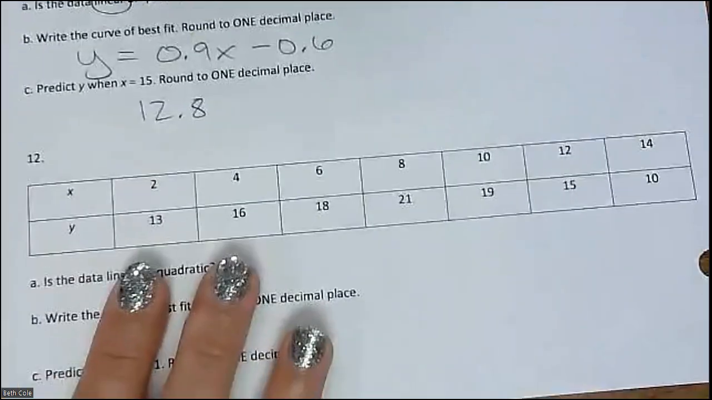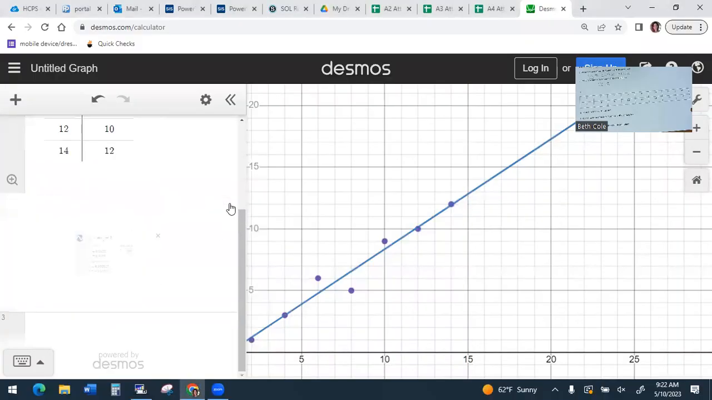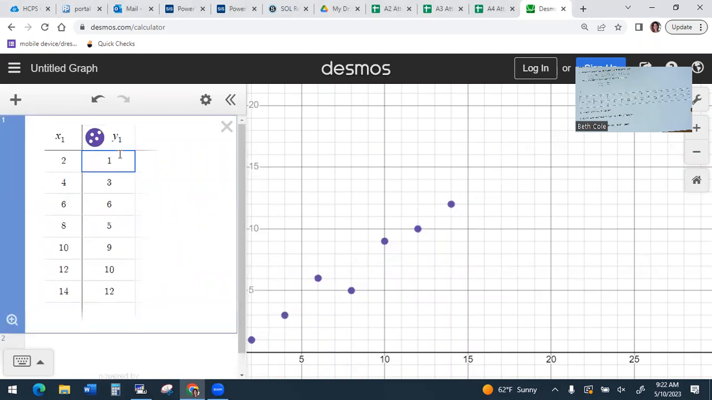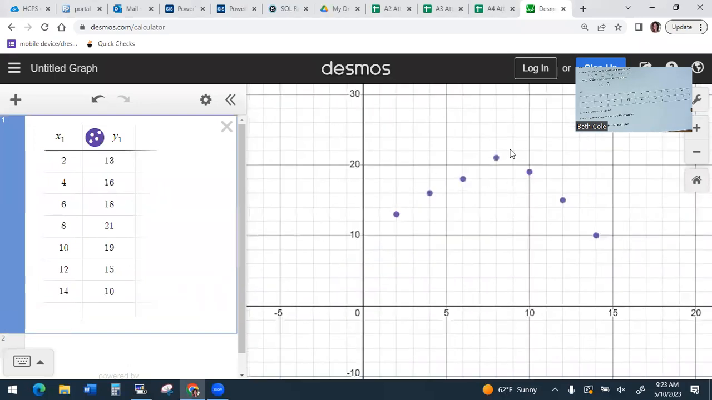Now, let's try the last one, and you guys are doing a great job staying with me here, so just keep that up for this last question. You have to clear this all out and start over to make it work. Now, I think I kept all the X's the same to try and make this a little bit easier here. So 13, 16, 18, 21, 19, 15, 10. We're gonna hit the magnifying glass, and do you see how that's a U shape? Okay, so you're gonna circle quadratic.